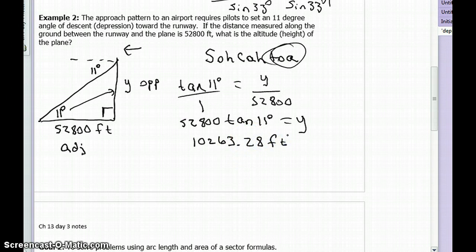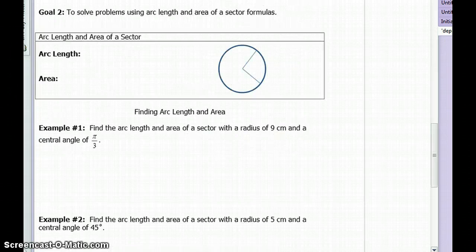Now, the only thing I didn't use was a cosine. And remember, if you're given adjacent with a hypotenuse, then you would use cosine. And so this is our final answer. We'll circle it. Goal 2, to solve problems using arc length and area of a sector formulas.